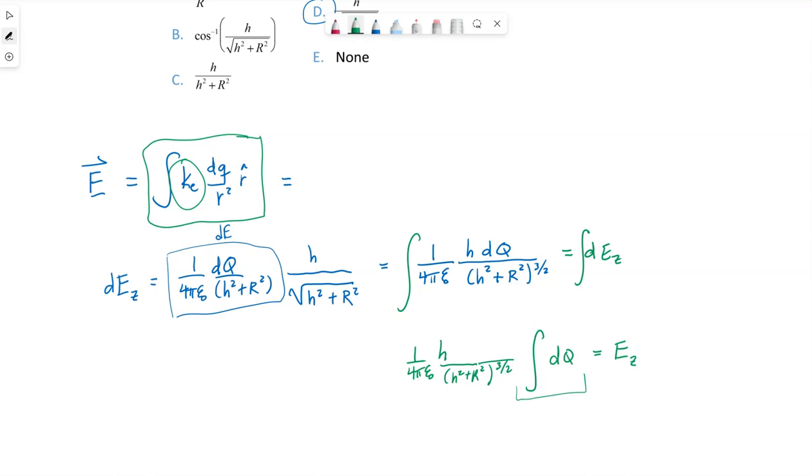Well, if we integrate dq, that just means as we go around the ring, how much charge have we accounted for by the time we get back to where we started? So essentially, we're starting not encompassing any charge. By the time we get back to where we started, we encompass the total charge the ring has. And so this ends up representing just the overall total charge on the ring.